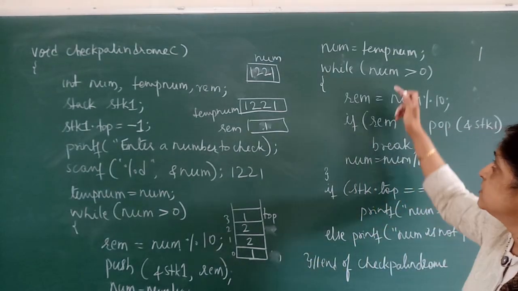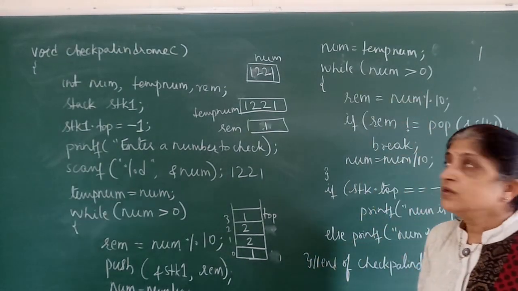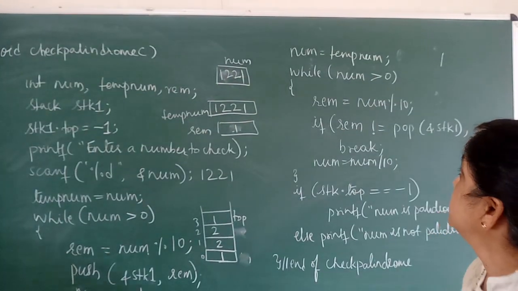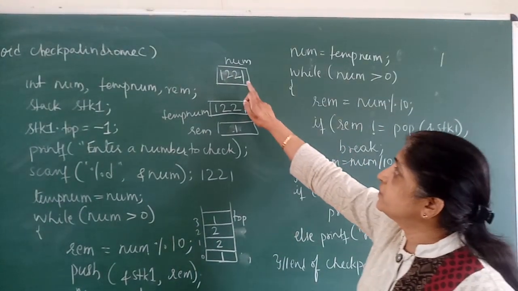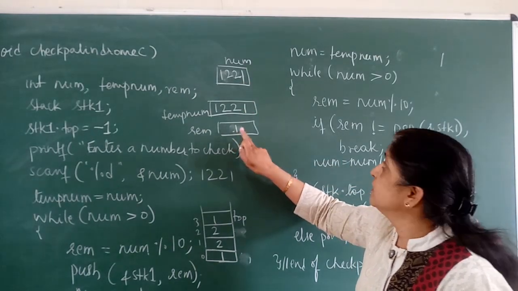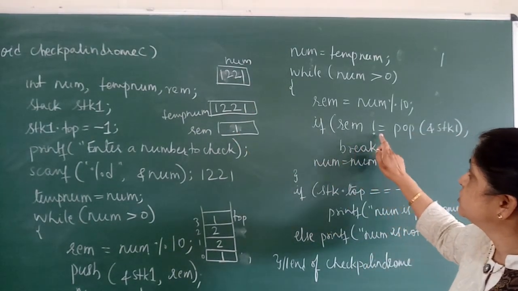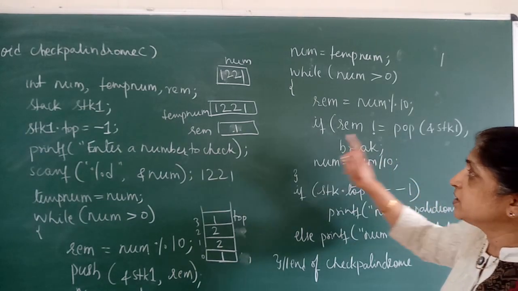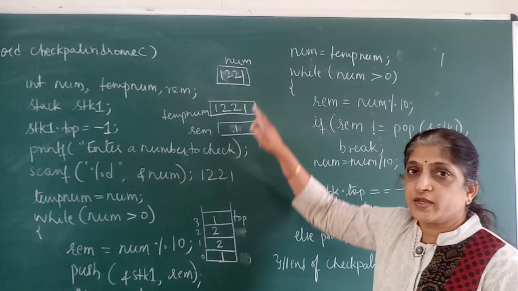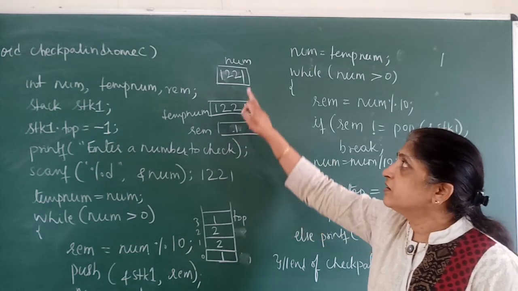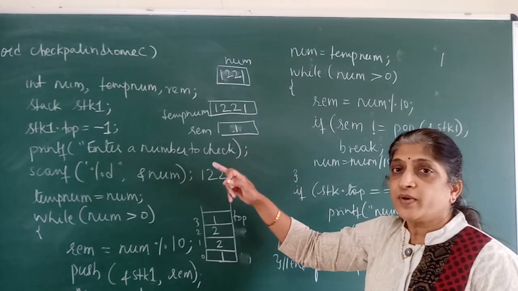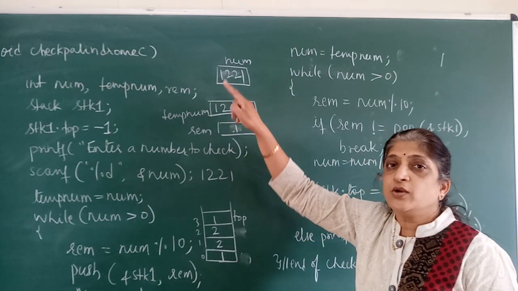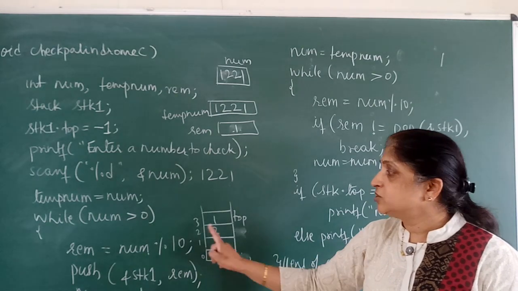Again perform the same loop. The first thing is we are performing the remainder. The remainder of this is 1. Then if remainder is not equal to pop from stack. What is the remainder now? It is the units place. The remainder is from the units place. I have to compare this with the 1000th place digit. Where do I have the 1000th place digit? It is on top of the stack.